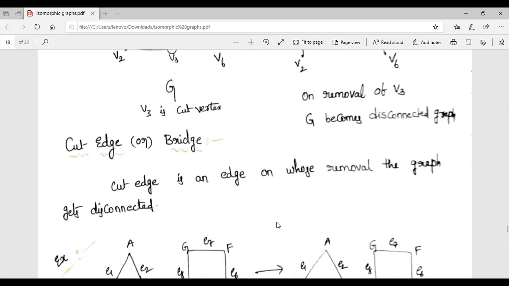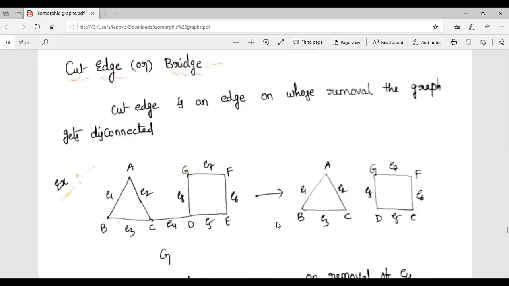So cut edge or bridge. By which edge's removal does the given connected graph become disconnected? That edge is called cut edge or bridge. Cut edge is an edge on whose removal the graph gets disconnected.